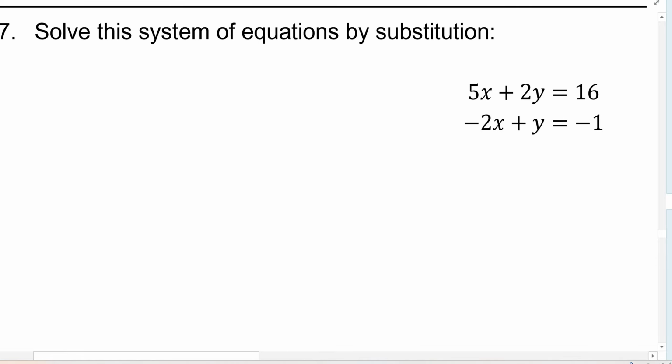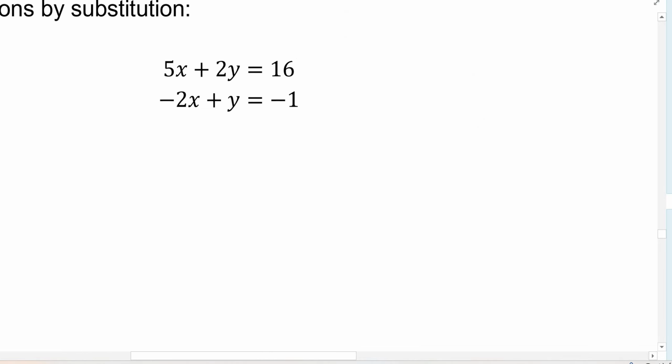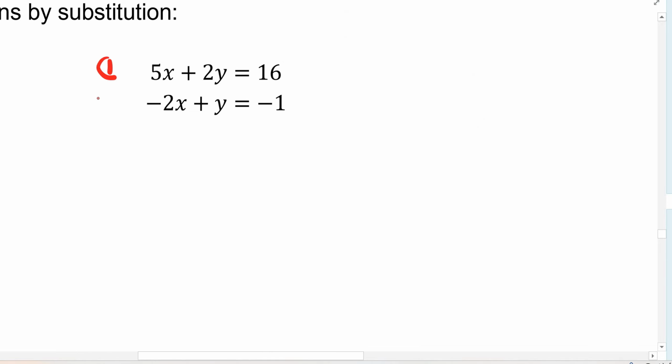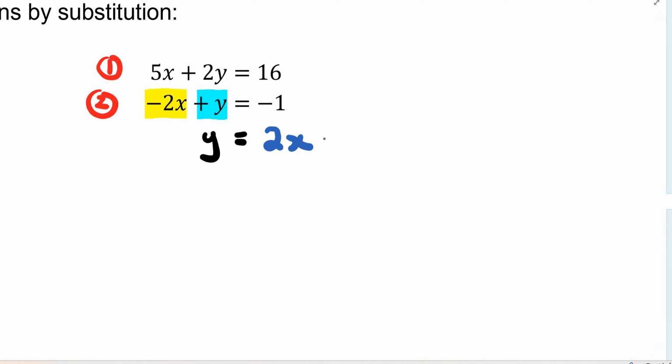Solve the system of equations by substitution here. Okay, so I have equation 1 and I have equation 2. Now, by just examining this, equation number 2 looks easier because one of the y variables is isolated. So if I work with equation number 2, I'm going to take this negative 2x and bring that to the right side. If I do that, I get positive 2x, and then the minus 1 just tags along. So now this is my new equation 2.